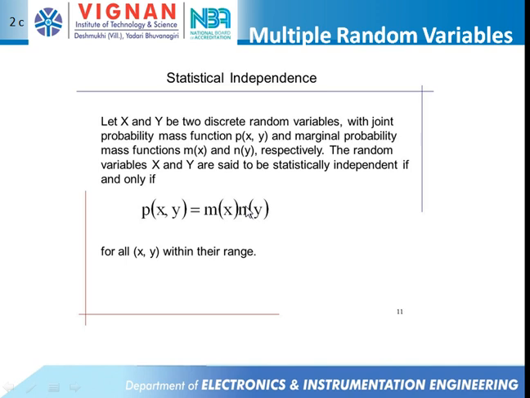Going to question number 2c, statistical independence. We have already studied statistical independence in probability. If both are independent of each other, the probability of A intersection B is equal to the probability of A into B. Similarly, the probability of X and Y are two random variables with joint probability mass function P(x, y), and the marginal probability mass functions are m of x and n of y respectively. The random variables X and Y are statistically independent if and only if the probability of x and y is equal to m of x and n of y for all the values ranging over x and y.